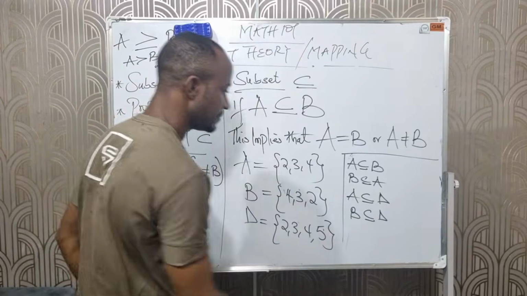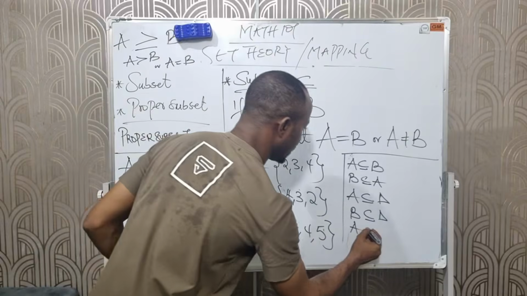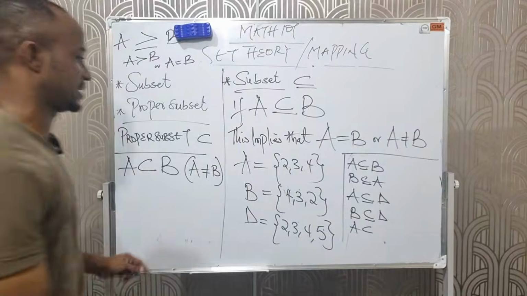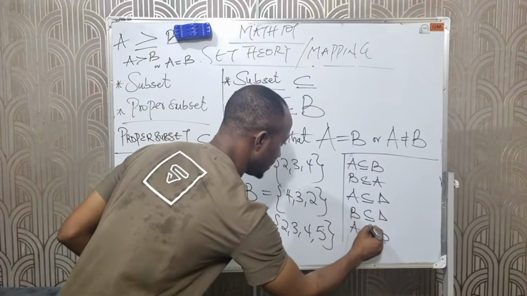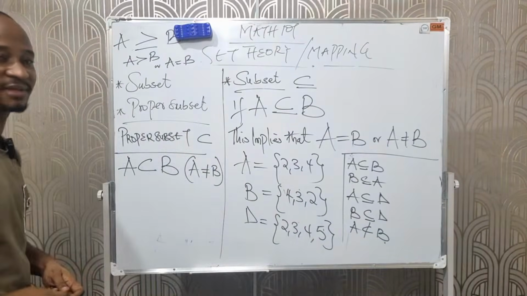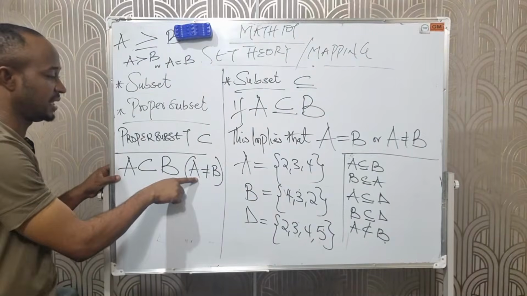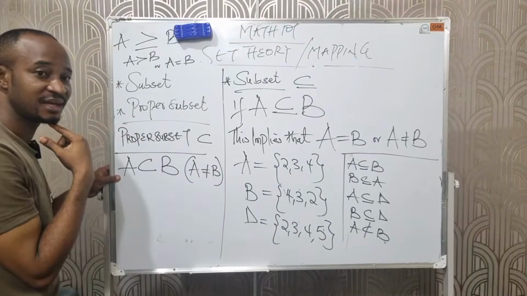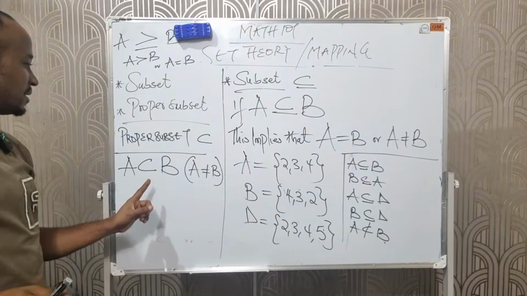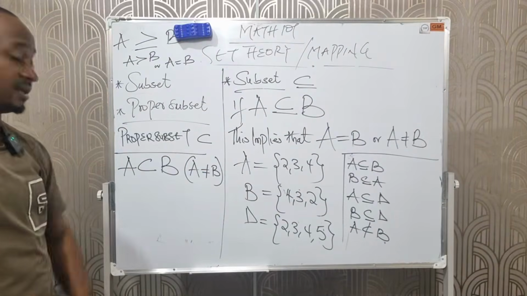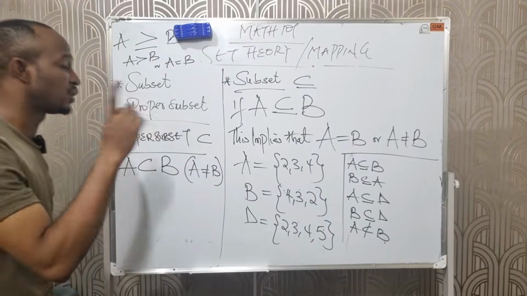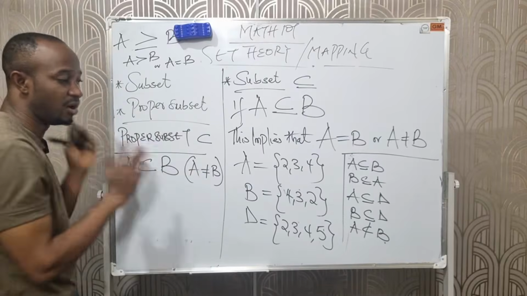But A is not a proper subset of B. Why do we say it's not a proper subset of B? Because A is equal to what? To B, right? Are you following? A is not a proper subset of what? Of B. Yes. A is not a proper subset of B because the condition for proper subset is that A and B must not be equal.